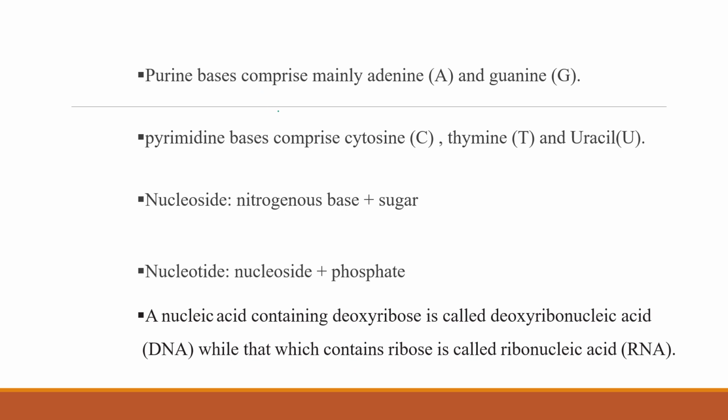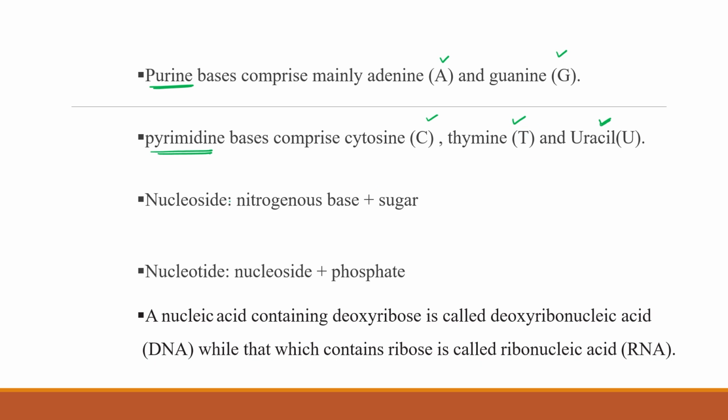If you discuss the different types of nitrogen base, then we can categorize bases into 2 different categories: purine and pyrimidine. Purine bases comprise mainly adenine and guanine, both are double ring structures, right? And pyrimidines, cytosine, thymine and uracil, these are single ring structures. Okay, in RNA, in place of thymine, uracil is there.